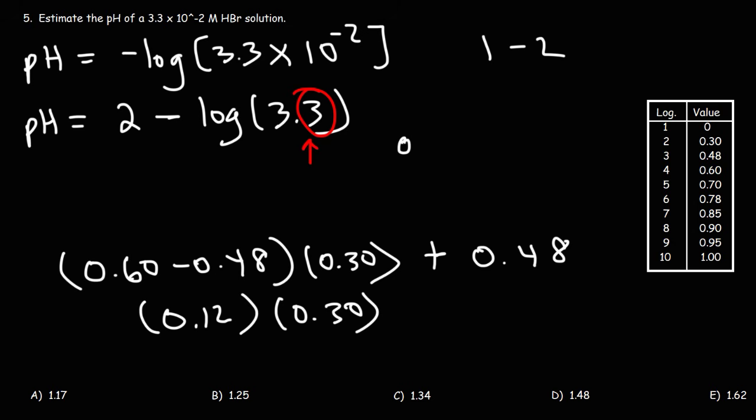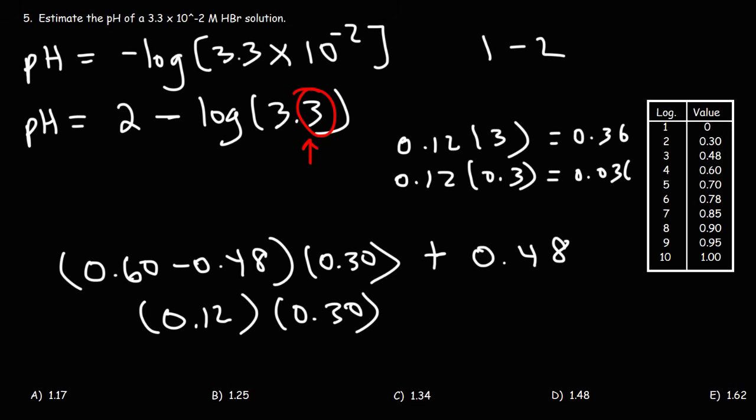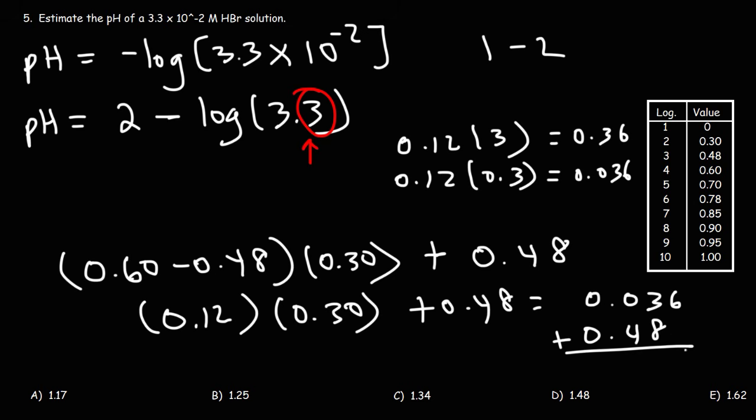So let's think about this. If 0.12 times 3 is 0.36, what is 0.12 times 0.3? 0.3 is 10 times less than 3. So 0.12 times 0.3 is going to be 10 times less than 0.36, which means it's going to be 0.036. So what we have right now is 0.036 plus 0.48. So we could add these two numbers. 3 and 8 will give us 11. 4 and 1 will give us 5. So this is 0.516.